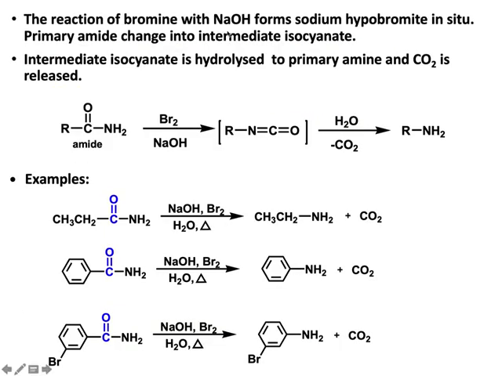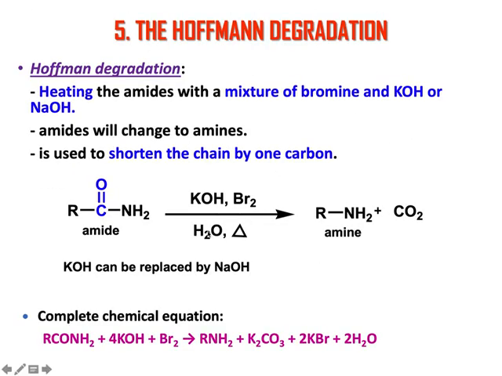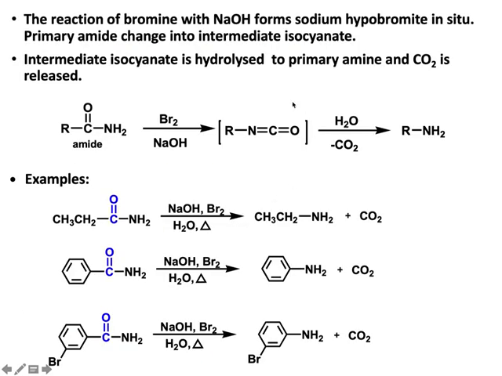The reaction of bromine with sodium hydroxide forms sodium hypobromite. The primary amide changes into the intermediate isocyanate, and lastly forms primary amine. There are different situations here. This one is using KOH, and this one is using NaOH. If using NaOH, you form the intermediate isocyanate, and then it undergoes reaction to form primary amine.